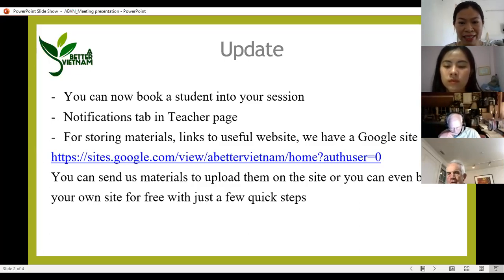Also, it is very easy. It is a free platform and very easy for you to create your own Google site. So if you want, you can create your own Google site and post the materials there with just a few quick steps. If any of you have the need to share materials or to create a Google site, please contact me so I can show you how to do it, or I can post the material on the site for you.